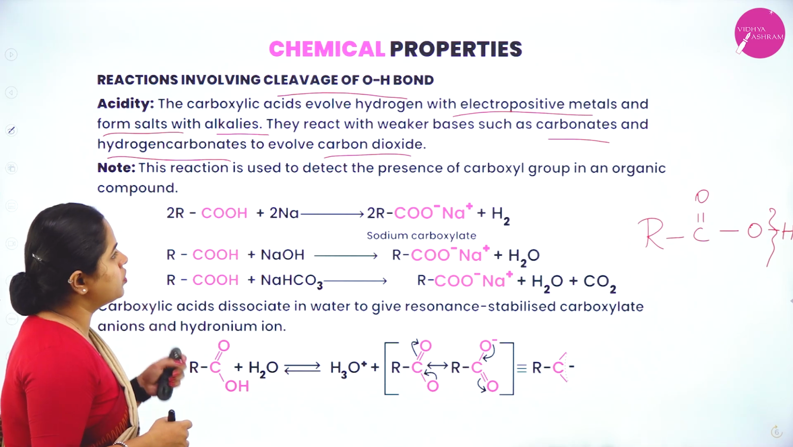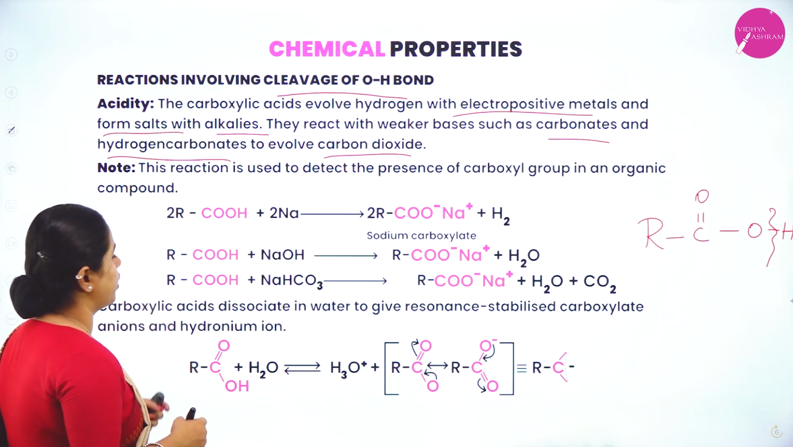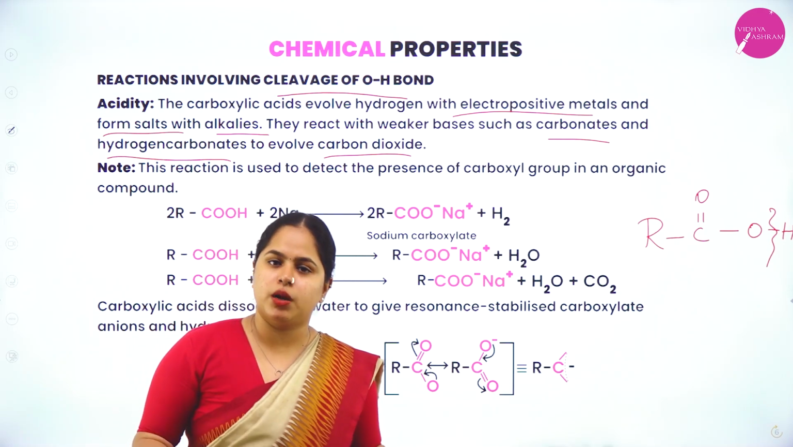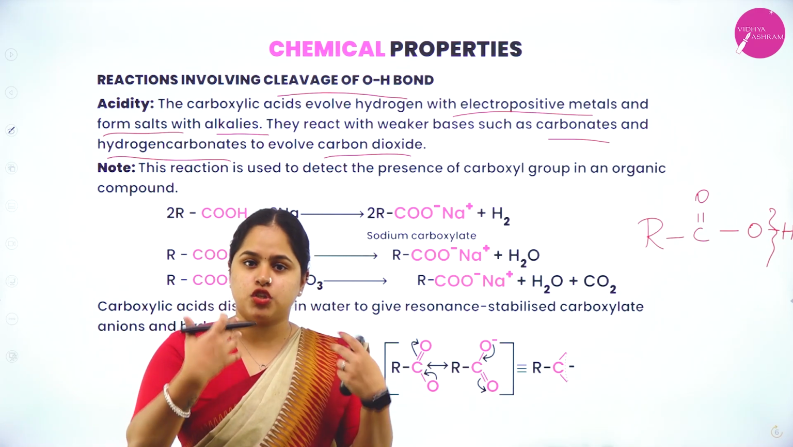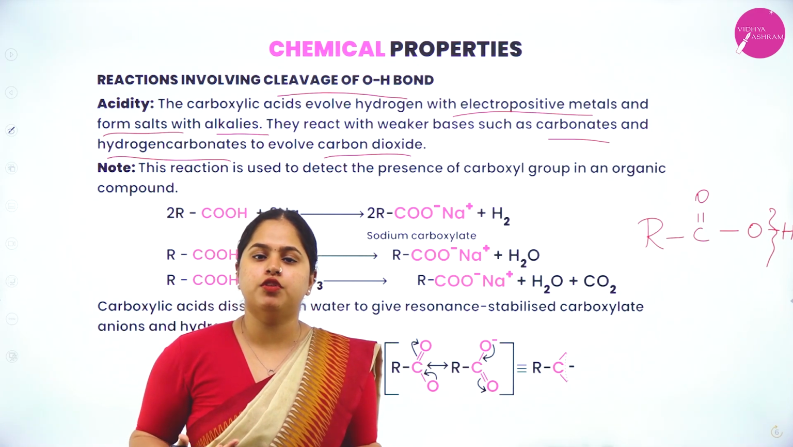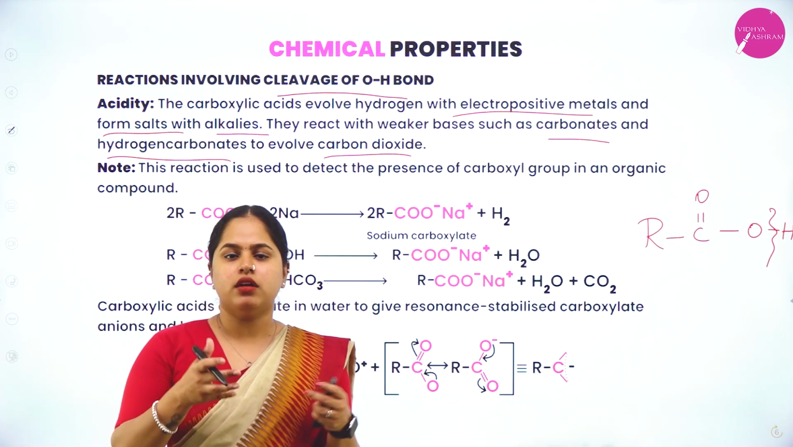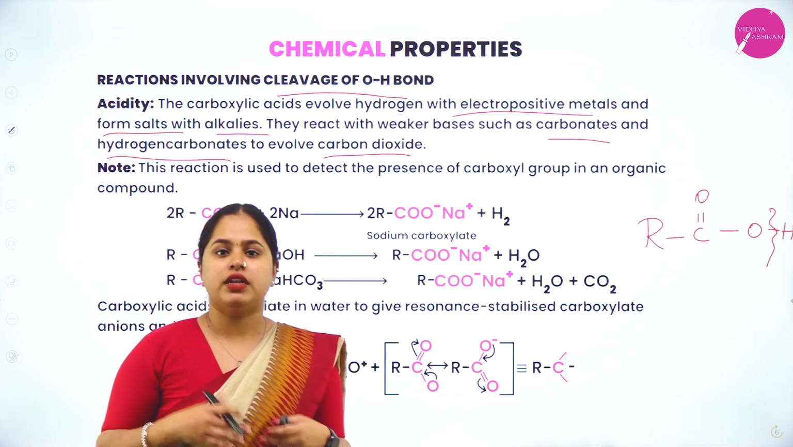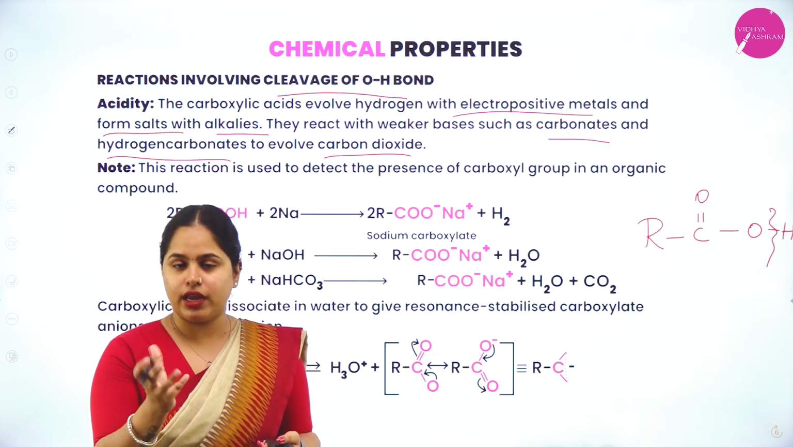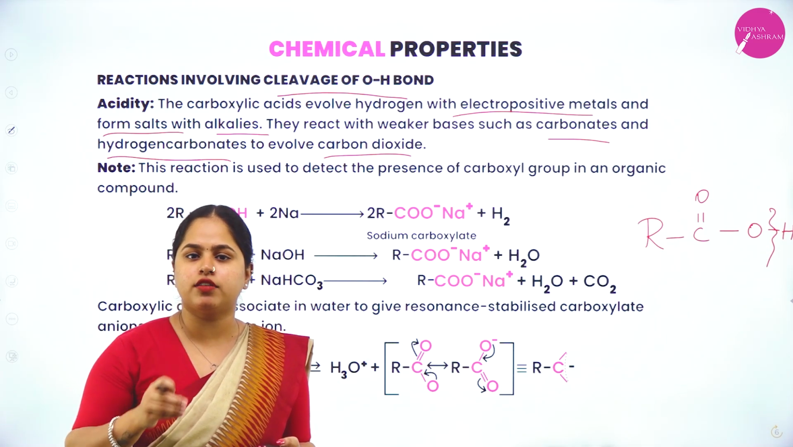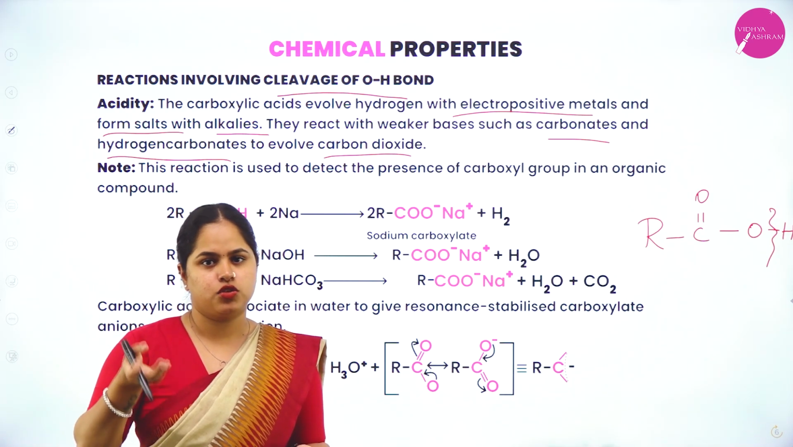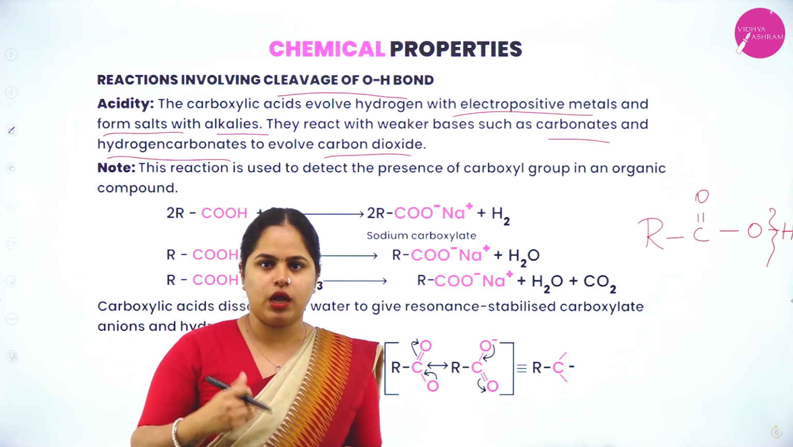This reaction is used to detect the presence of a carboxyl group in an organic compound. If hydrogen is evolved, or carbon dioxide is formed, or the salt of the carboxylic acid is formed, we can confirm the presence of the carboxylic group. In the functional group identification experiment in the lab, we have done this. When the organic compound given to you is made to react with sodium bicarbonate, carbon dioxide gas will be evolved. You can see effervescence. That is how we confirm the presence of carboxylic acid.